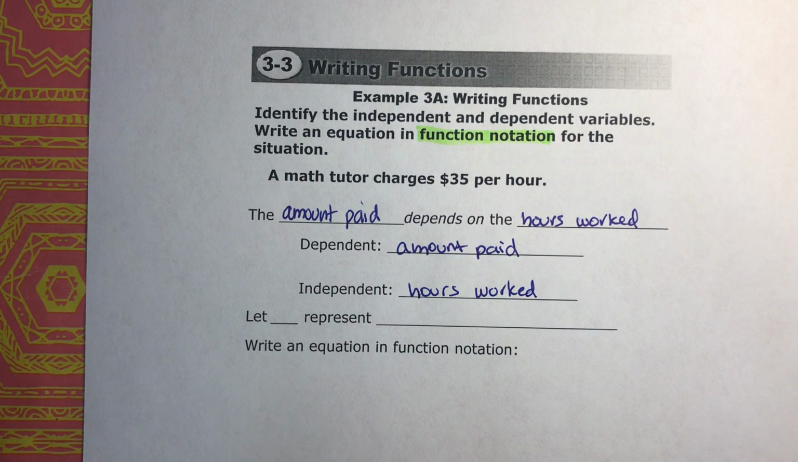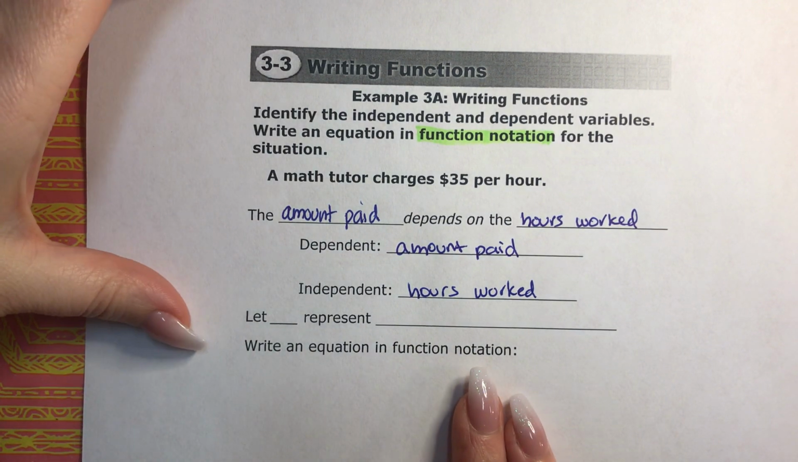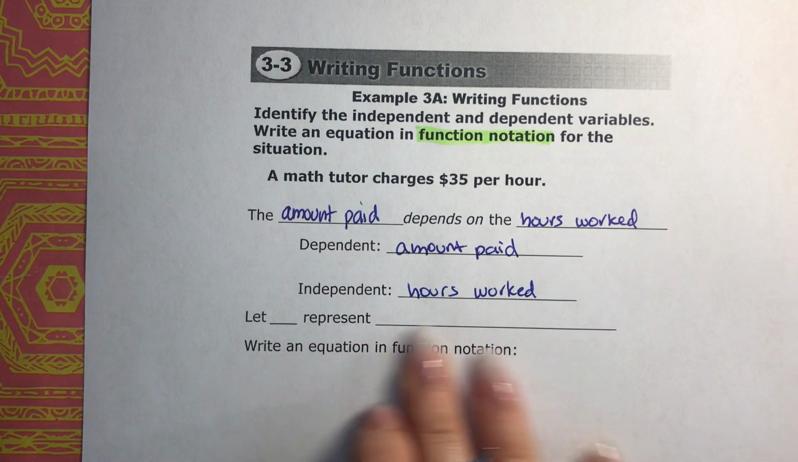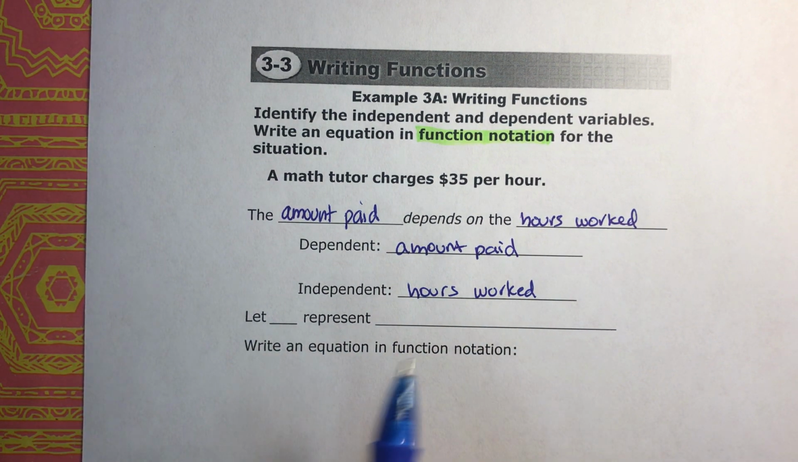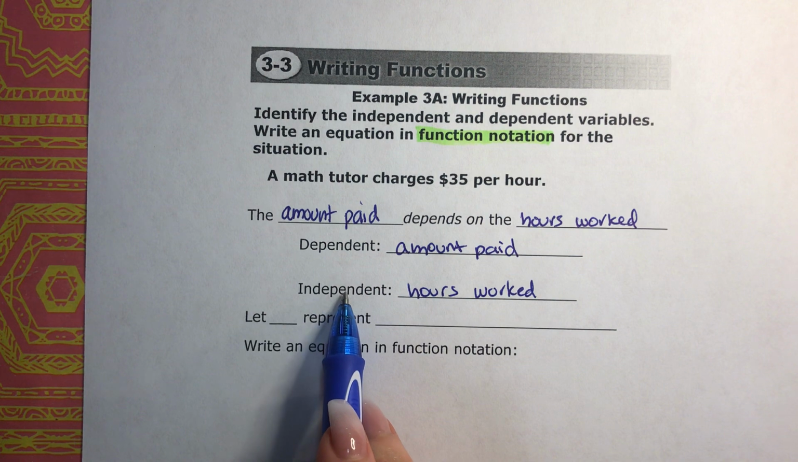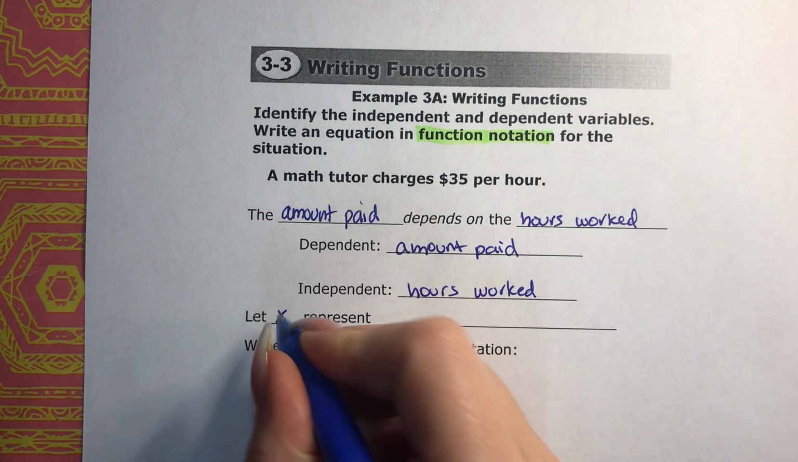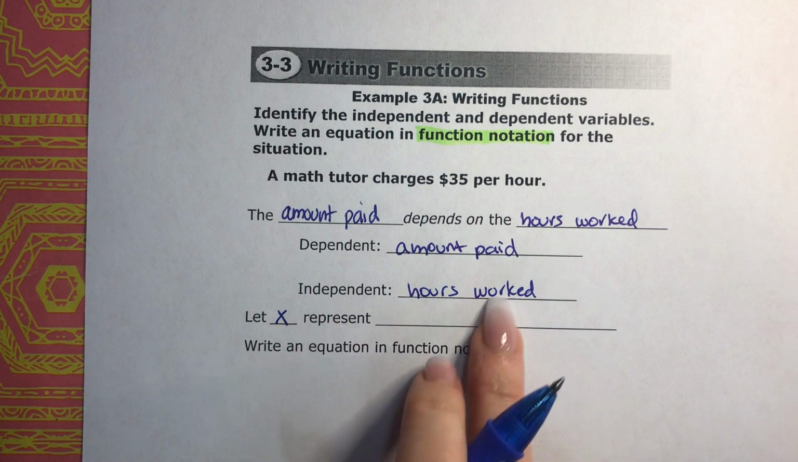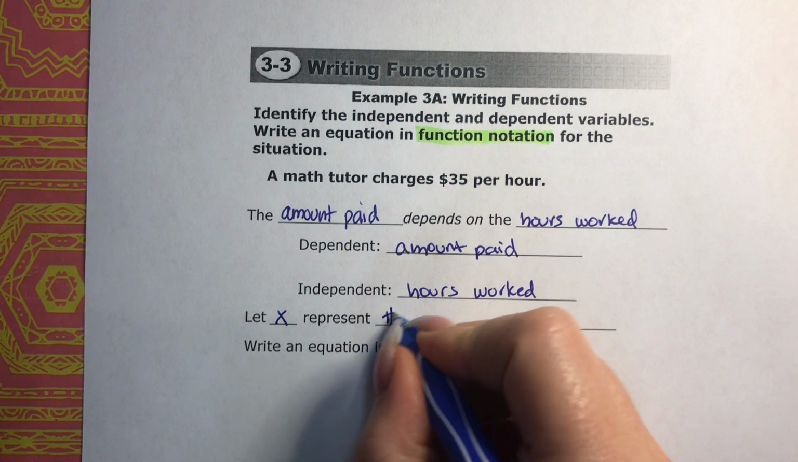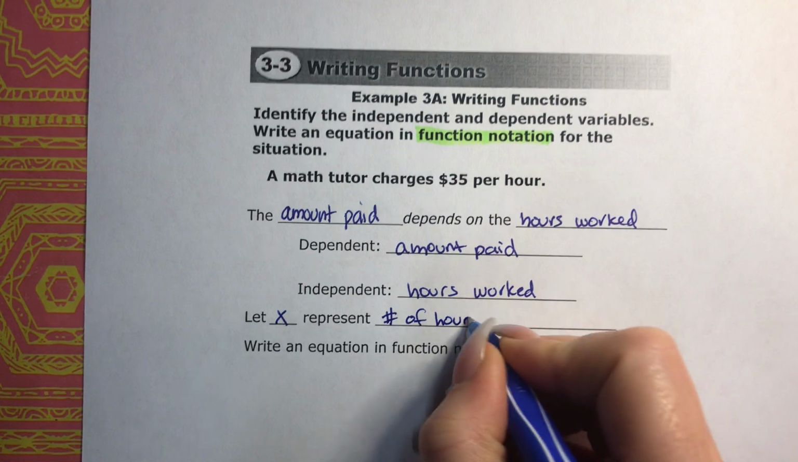So when you are getting ready to write something in function notation, you have to go ahead and define your variables, okay? And the independent is always, we're going to start with that. That is the variable that is going to be our x. So let x represent the number of hours worked.